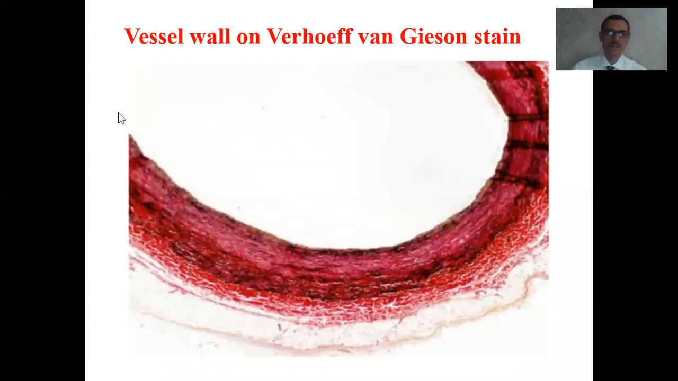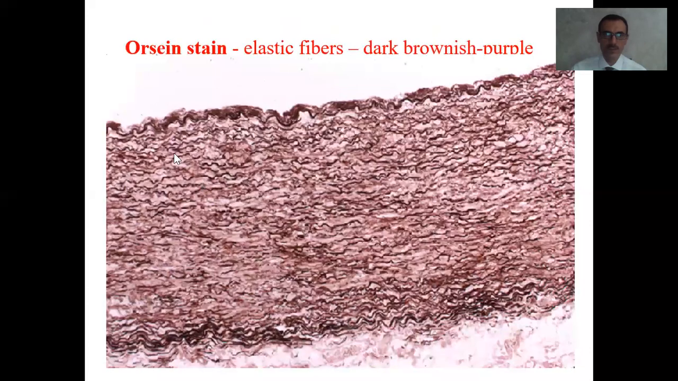Here we see the staining of the blood vessels using the Verhoeff-Van Gieson staining. Here is the elastic artery, the wall of the aorta. When you use the Orcein stain, the elastic fibers or the elastic membranes become dark brownish purple.